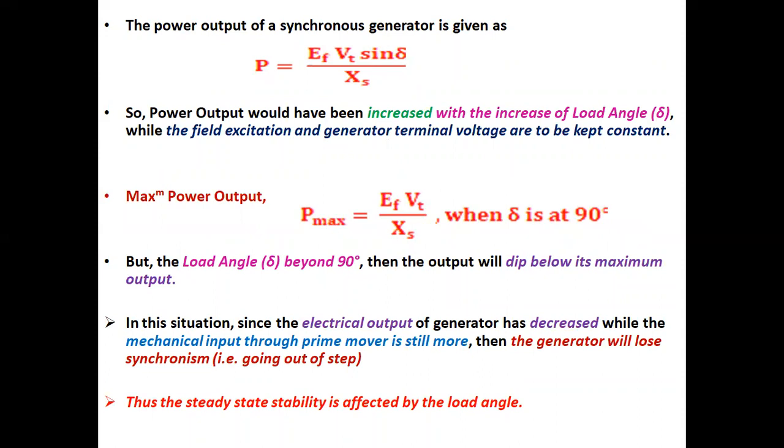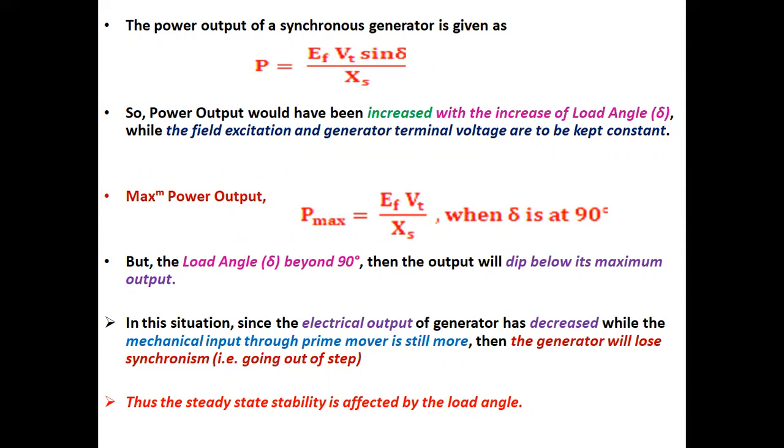The power output of a synchronous generator is given as P equals EF Vt sine delta divided by Xs. So power output increases with the increase of load angle, while the field excitation and generator terminal voltage are kept constant. Maximum power output occurs when delta is at 90 degrees, where sine delta is 1.